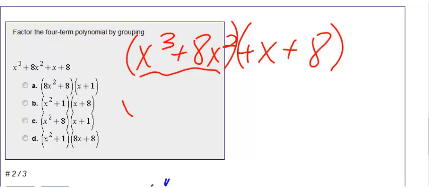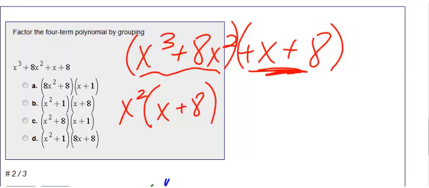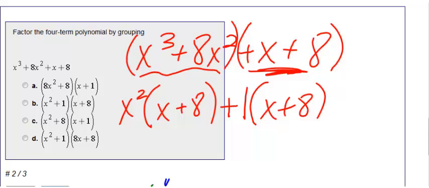I can pull out an x squared. So if I pull out an x squared, I'm left with just an x here. And I'm left with plus 8. I want x plus 8 here. It already is x plus 8. There's nothing I can pull out, so what I need to do is pull out a positive 1, since I'm not really pulling anything out. So I'm left with x plus 8. Very important you put that there.